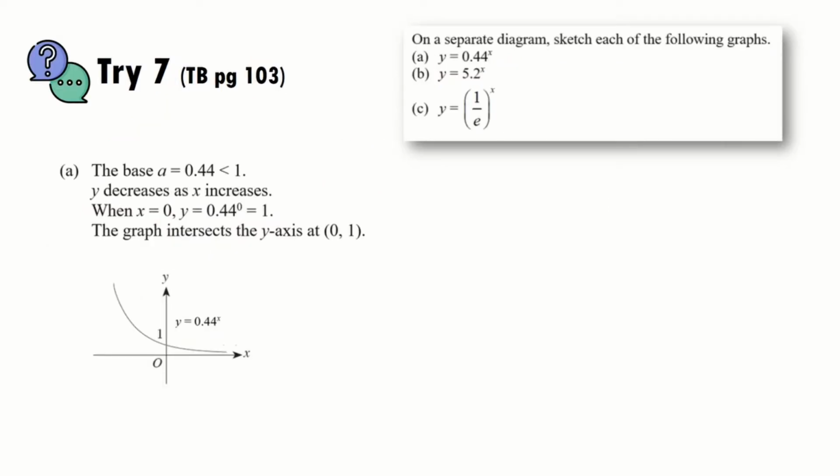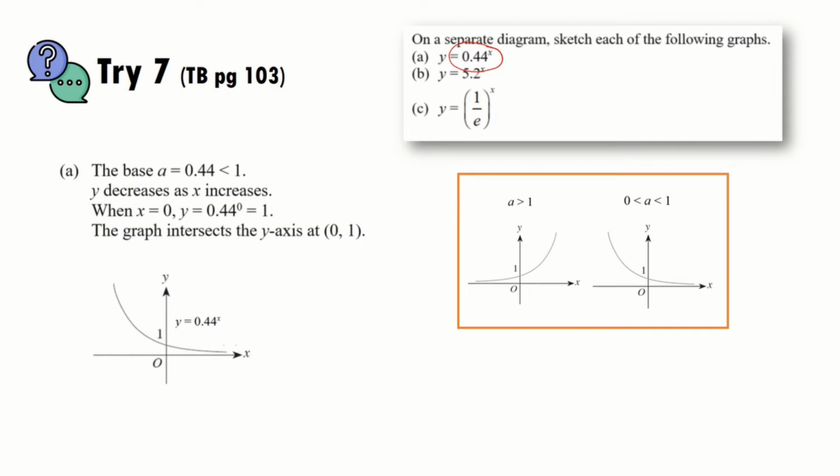We will now take a look at try 7. On a separate diagram, we wish to sketch each of the following graphs. In part A, we have y equals to 0.44 to the power of x. To decide what is the shape of the graph, we will fall back on what we have just learned, which is this. So, because 0.44 is less than 1, this means that we will be choosing this shape. And because when x is equals to 0, y will end up becoming equals to 1, hence we will have the y-intercept to be 1. This will be the shape of the graph.